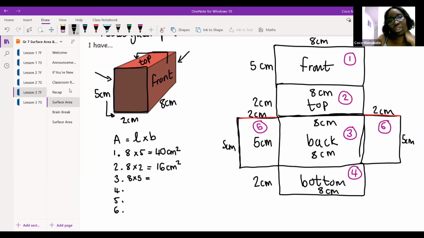Just 8 centimeters, not squared. And what's the breadth? It's not 3, it's just the number 3. So what we're actually looking for is 8 centimeters times 5 centimeters. How much is that going to give us? 8 times 5 equals 40 centimeters. There we go. Thank you very much.